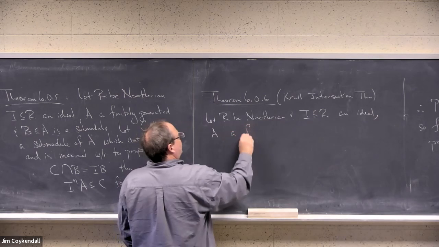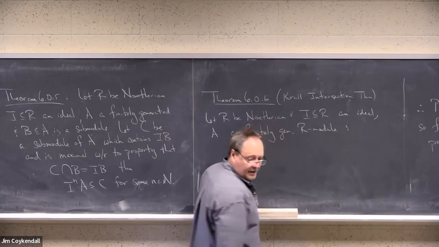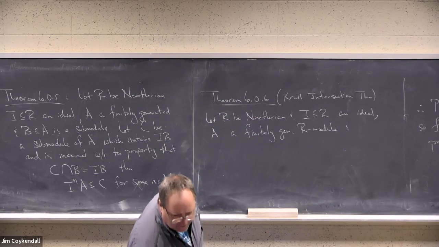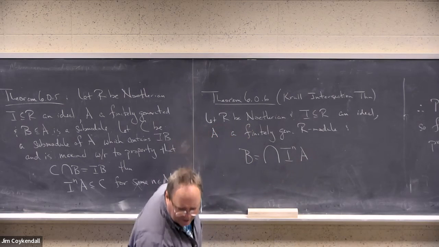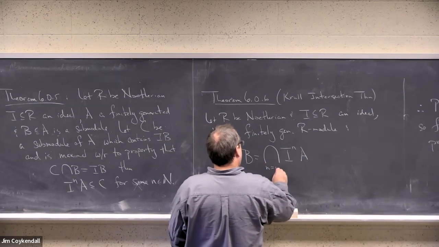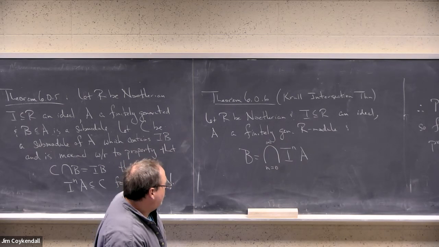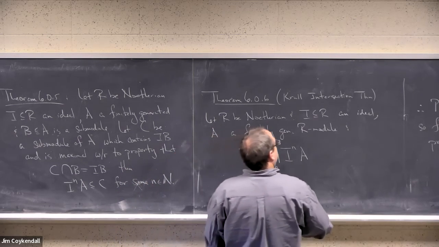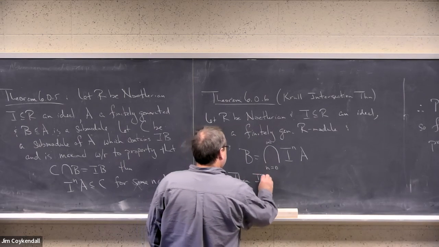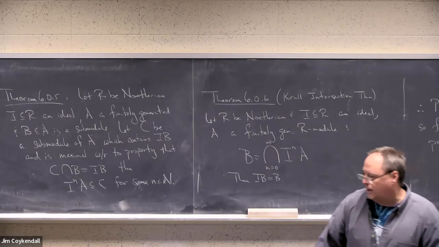And A a finitely generated R module. And B the intersection over the natural numbers, not negative integers. So R is Noetherian, I is an ideal in R, and A a finitely generated R module. If you let B be the intersection of all powers of I times A, then IB equals B, as a matter of fact. So we'll discuss this further next time and talk about why these are true.